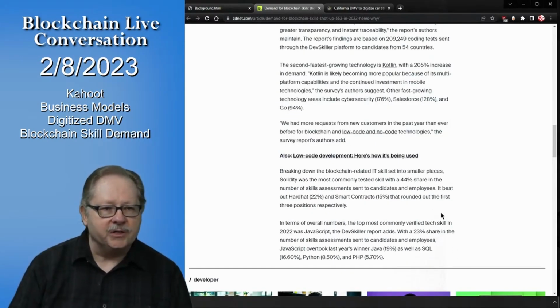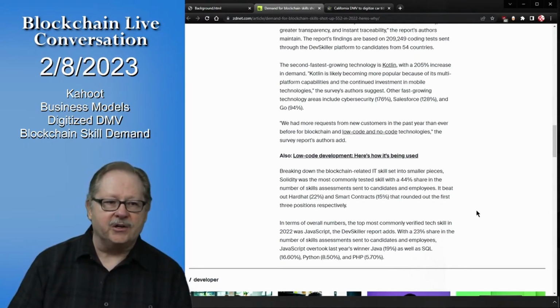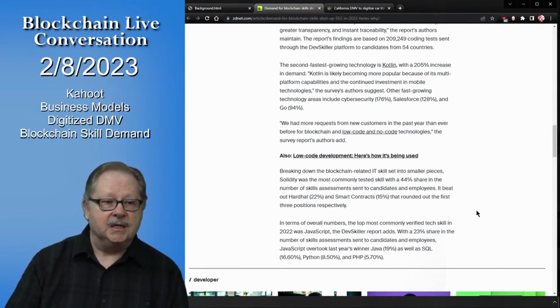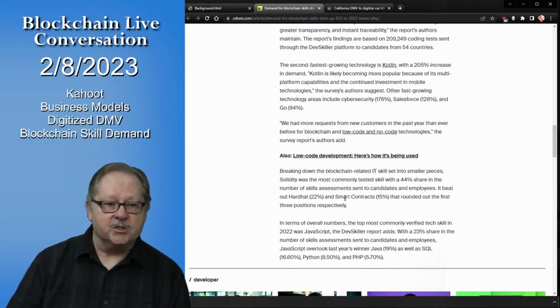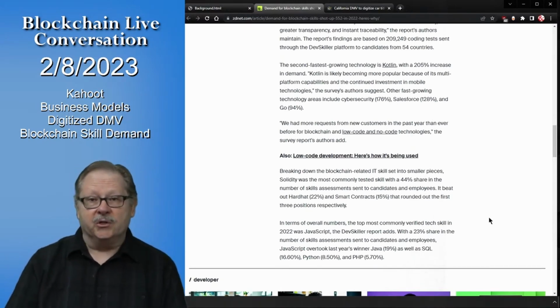Breaking down the blockchain-related IT skills into smaller pieces, Solidity was the most commonly tested skill, with 44% share in the number of skills assessments sent to candidates and employees. It beat out Hardhat and smart contracts that rounded out the first three positions. So notice Hyperledger isn't even on there, nor is Corda.